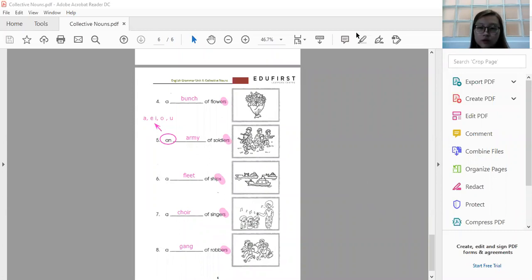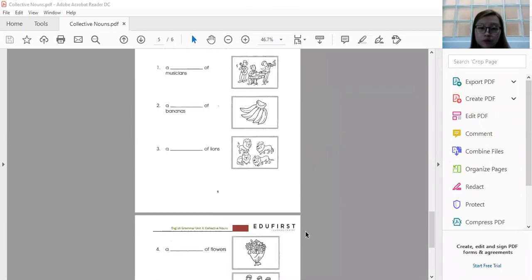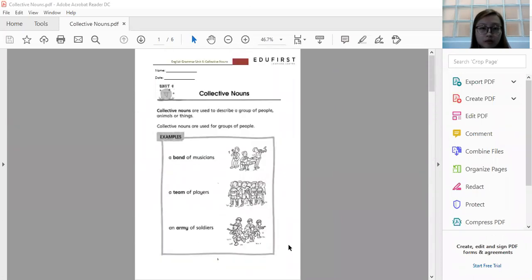So there will be a lot of other nouns which when put into a group, we will use different collective nouns. So just to be sure, we have to remember the few on this worksheet first. Okay, then that's it for collective nouns today.